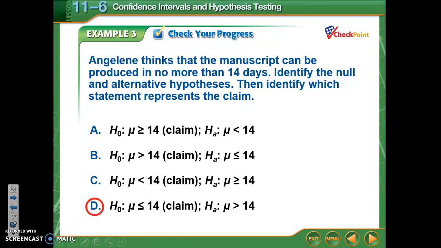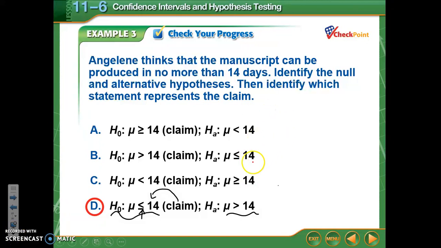All right, your answer here should be D. Angeline thinks that the manuscript can be produced in no more than 14 days. So less than or equal to 14 days. That's why that's the null hypothesis, because it has the equal to. That's also what she's claiming, right? Identify the null and alternative hypothesis. So if my null hypothesis is less than or equal to 14, my alternative hypothesis, the complement, is mu is greater than 14, and it doesn't have the equality, so that's why it's the alternative hypothesis.